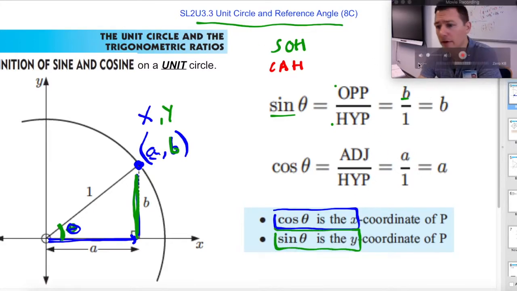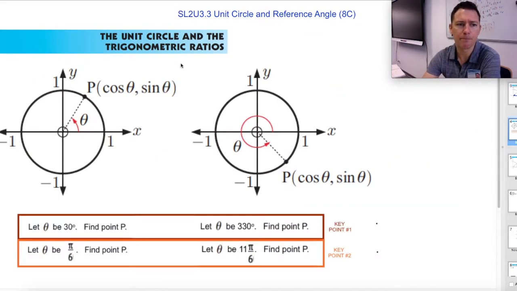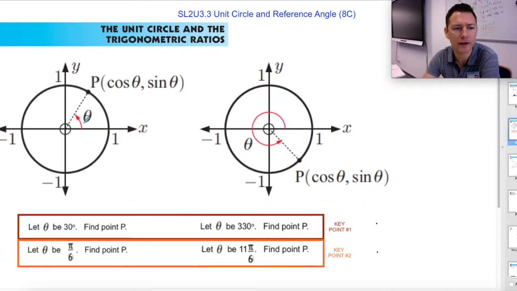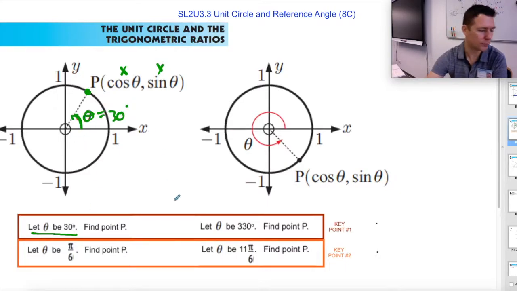Cool. All right, so let's try that out. If you're trying to find the location of P, if we know this angle that's been subtended, meaning swung across, the x value will be the cosine of that angle, and the sine will be the y value. So for instance, let theta be 30. Let's call this a 30-degree angle. If you throw this in your calculator and ask, what's the cosine of 30, in degrees, it gives you 0.866, and the sine gives you 0.5.